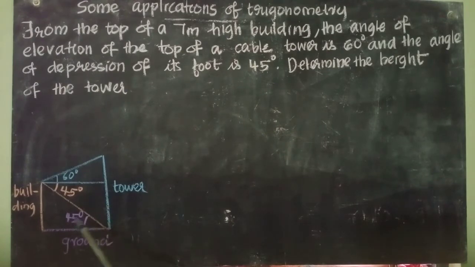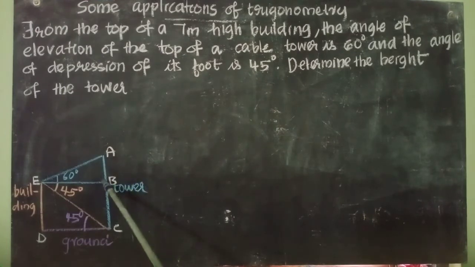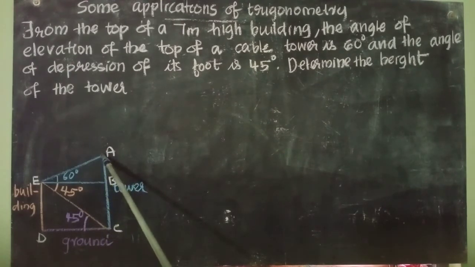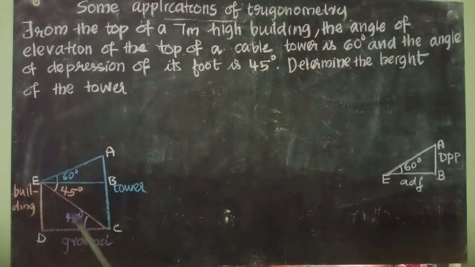Now let us mark the points. I have marked here A, B, C, D, E. Next we need to draw the right triangles separately. The first right triangle is obviously triangle ABE with the acute angle 60 degree. Now here you can see two more right triangles: right triangle EBC in the upper position and EDC in the lower position.